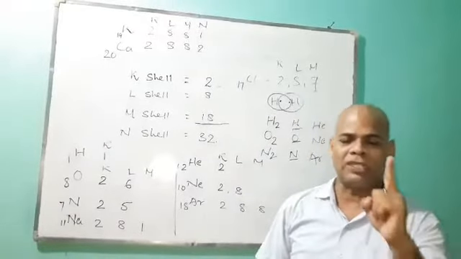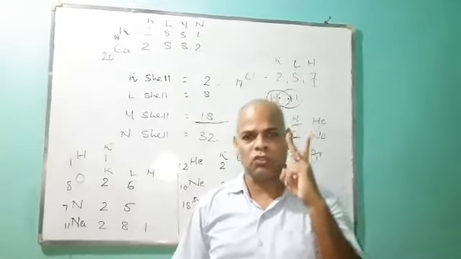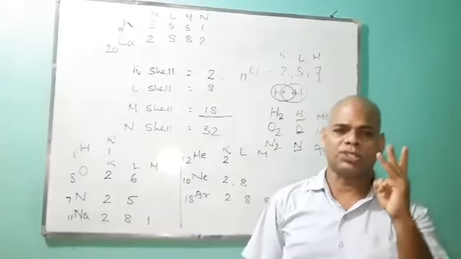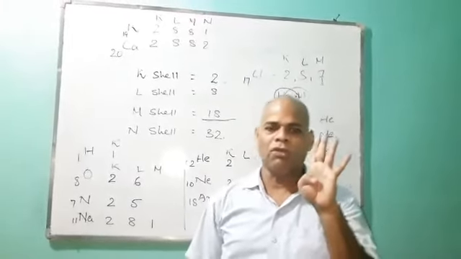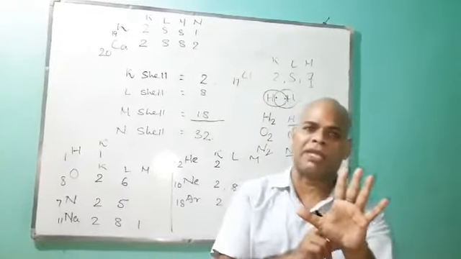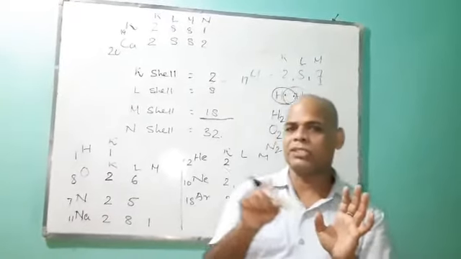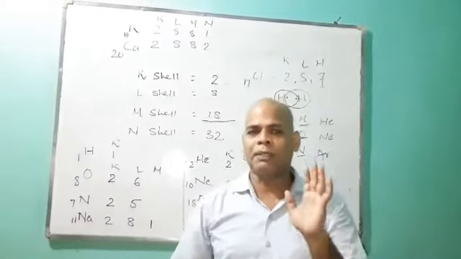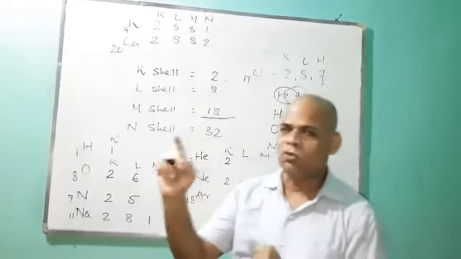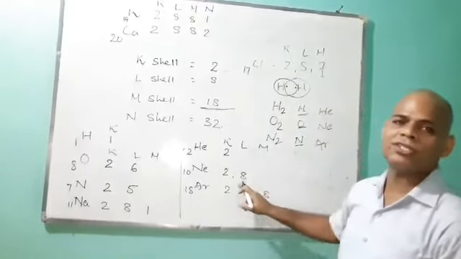Like if the number of valence electrons is 1, valency is 1. If the number of valence electrons is 2, valency is 2. If 3, valency is 3. If 4, valency is 4. If the number of valence electrons is 5, 8 minus 5, valency is 3. If 6, 8 minus 6, valency is 2. If 7, valency is 8 minus 7, 1. If the valence electrons are 8, the valency is 0.